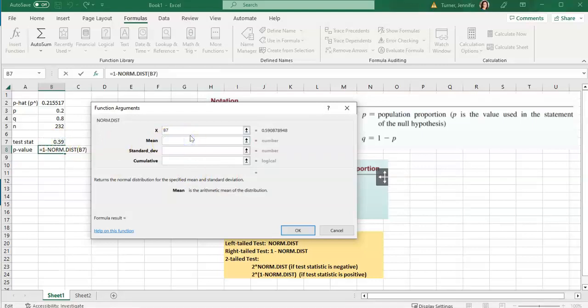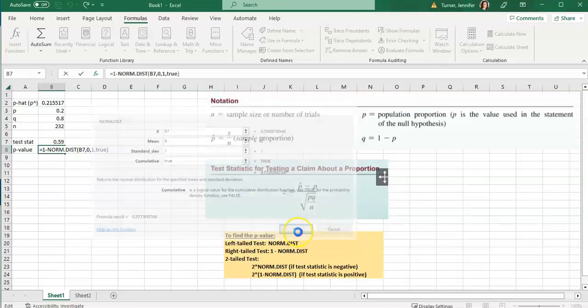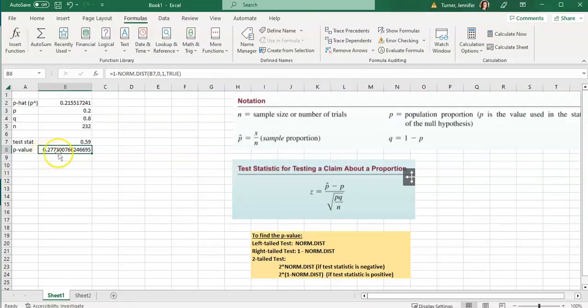The mean and standard deviation are going to be 0 and 1 because we're looking for a z-score. That means the standard normal distribution. In that case, the mean is always 0. The standard deviation is always 1. And for cumulative, we'd like to type true because we do want this to give us a cumulative area. So if we click OK, we get the p-value right here, this very long decimal, 0.277, etc.